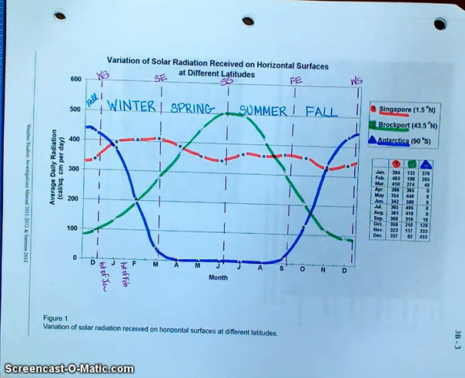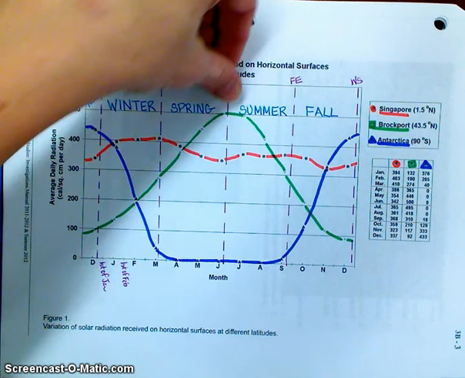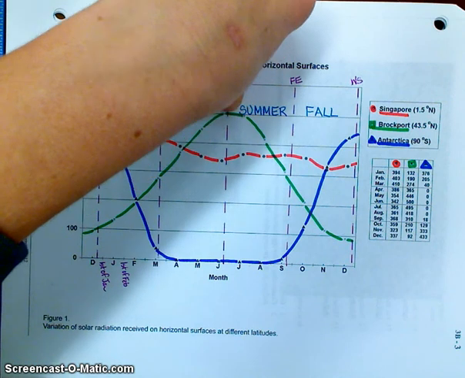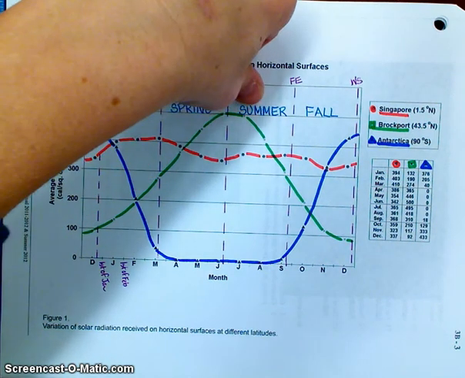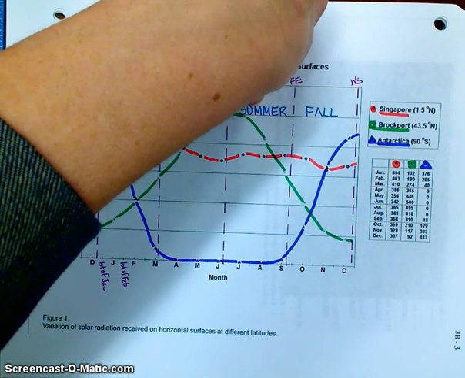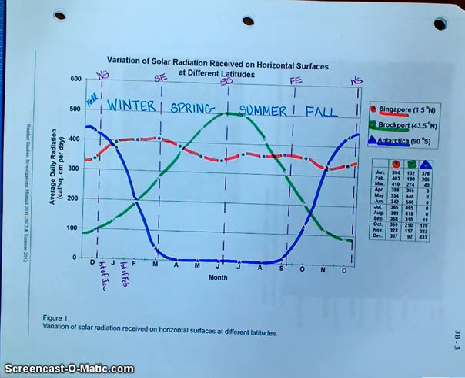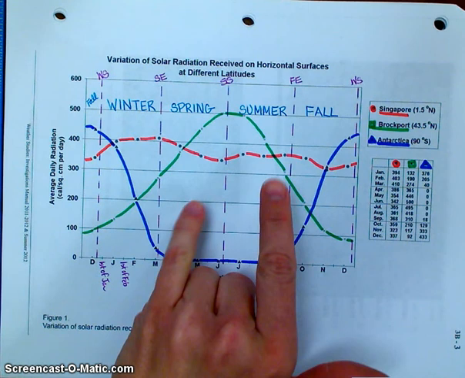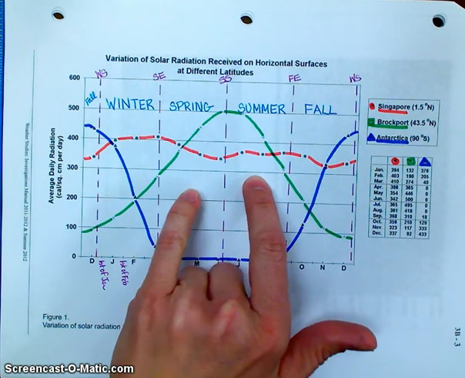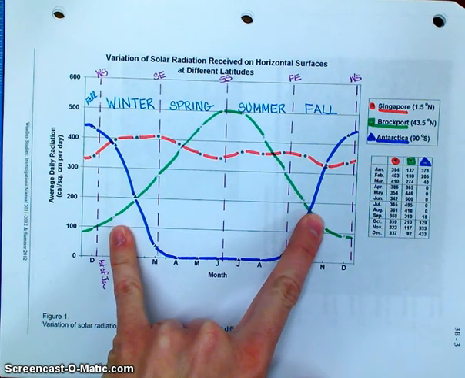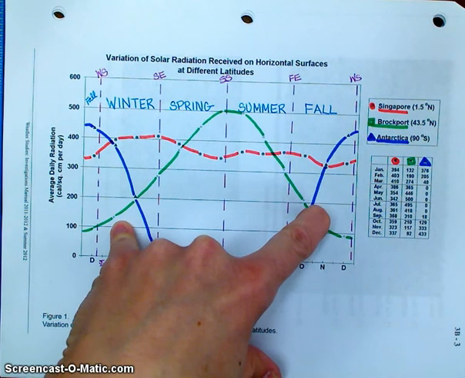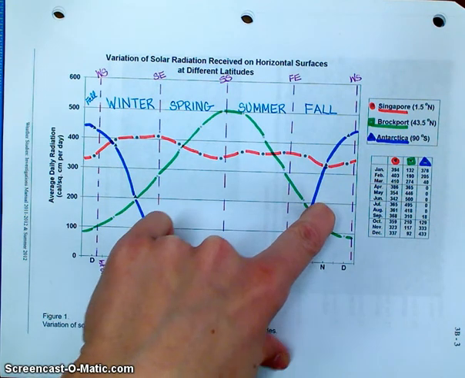Number 10, at the mid-latitude location, which is our green line, the seasons of what receive the most solar radiation? So let's look at the green line. We are receiving the most solar radiation during spring and summer, if you'll see that. For that same mid-latitude location, the seasons of what receive the least solar radiation? Well, if spring and summer are receiving the most solar radiation, that means fall and winter are receiving the least amount of solar radiation. So that's number 11.